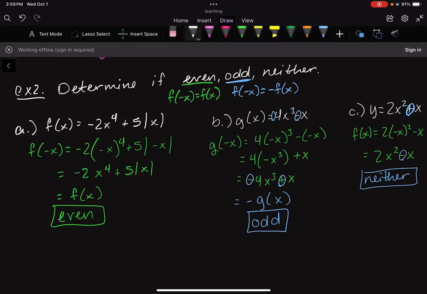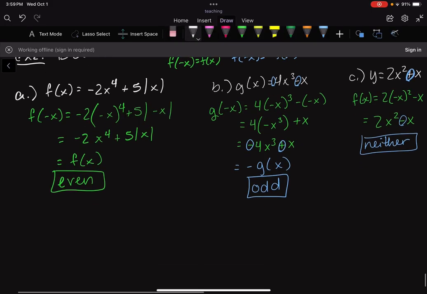Alrighty, so that's about symmetry. The next type of stuff that we're going to look at is how to tell if a function is increasing, decreasing, or if it's constant.